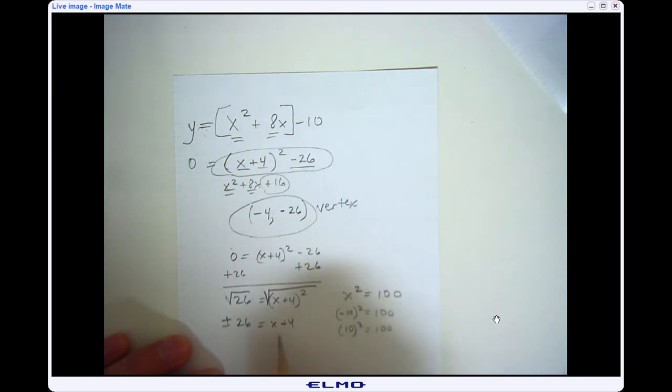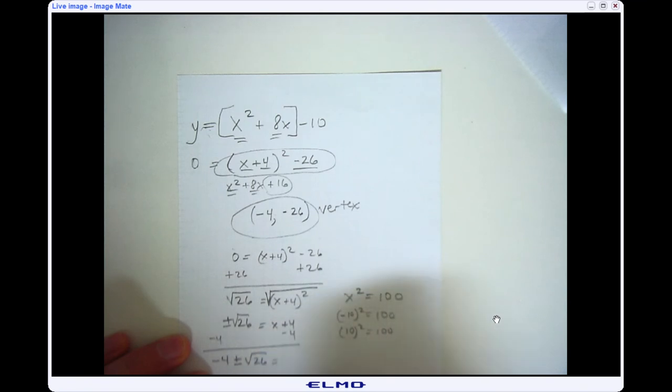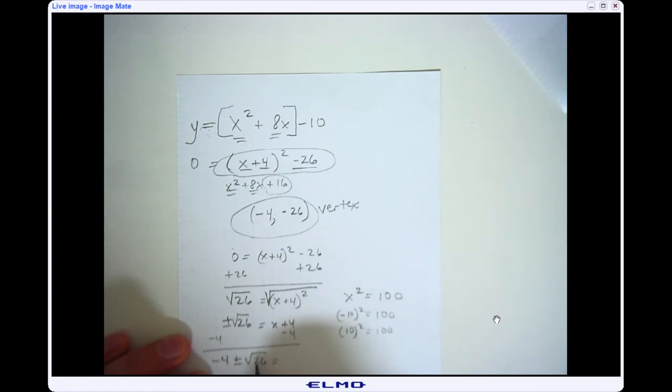So then, I should say radical 26. So then I'm going to subtract 4 from both sides. So then my exact answer would be negative 4 plus or minus radical 26 would be my two roots or my x-intercepts. Now it depends on what you need to do. Most people would round that to the nearest hundredth and give an approximate answer. But again, easily you could find the roots, the vertex, from the graphing form.